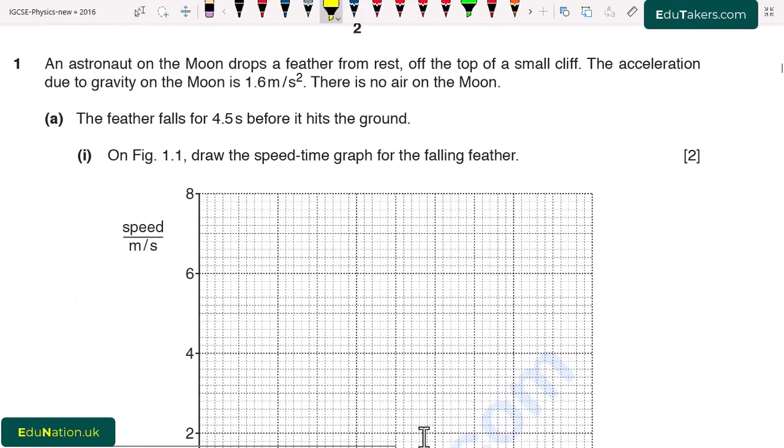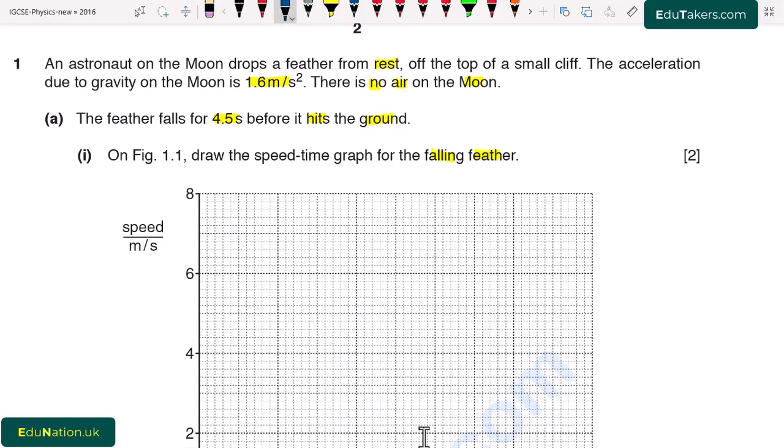Question number 1. An astronaut on the moon drops a feather from rest off the top of a small cliff. The acceleration due to gravity on the moon is 1.6 meter per second square. There is no air on the moon. Part A. The feather falls for 4.5 seconds before it hits the ground. Part 1. On figure 1.1, draw the speed time graph for the motion of the falling feather.